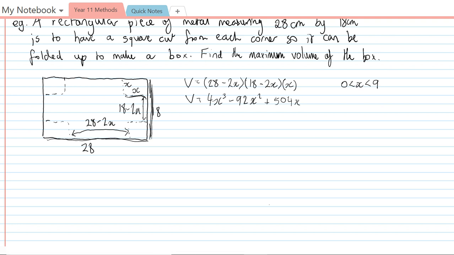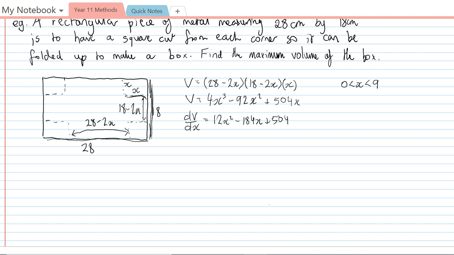So, yeah, what I'm going to do now is differentiate this, and we're going to find out what the x value is, which gives the maximum. So, next thing is to get that derivative dV/dx, which in this case will be 12x squared minus 184x, and then plus 504.